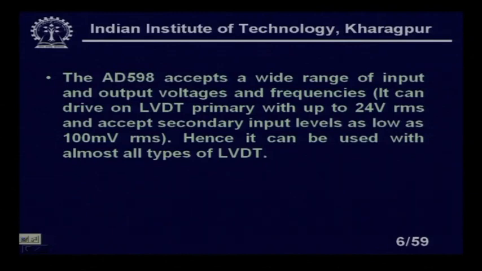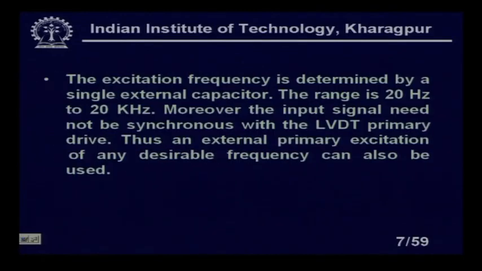That means the LVDT primary can go up to 24 volt RMS. The excitation frequency is determined by a single external capacitor, outside the chip. The excitation frequency of the LVDT can be determined by this single external capacitor. The range is 20 Hz to 20 kilohertz. Moreover, the input signal need not be synchronous with the LVDT primary drive. Thus, an external primary excitation of any desirable frequency can also be used.